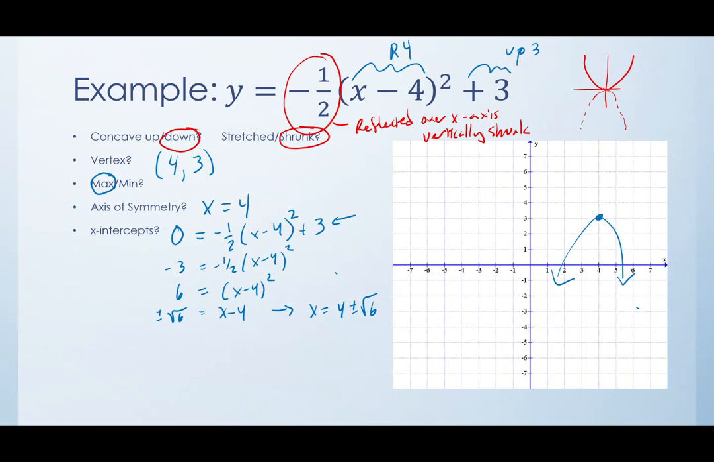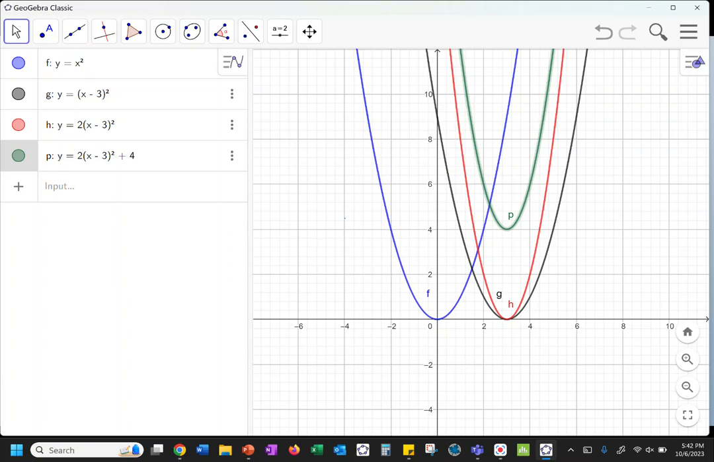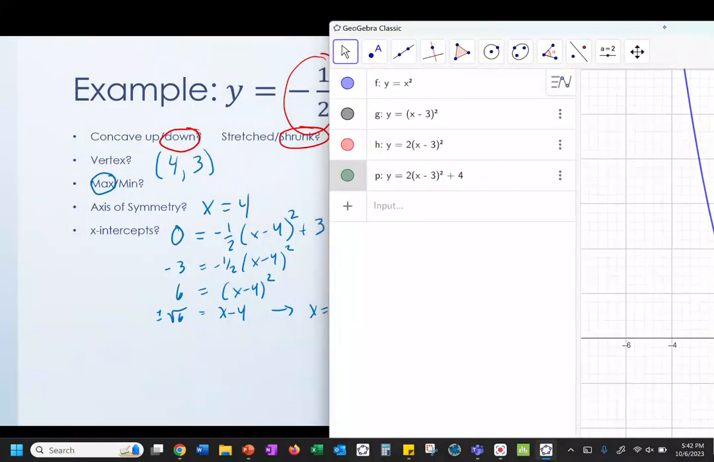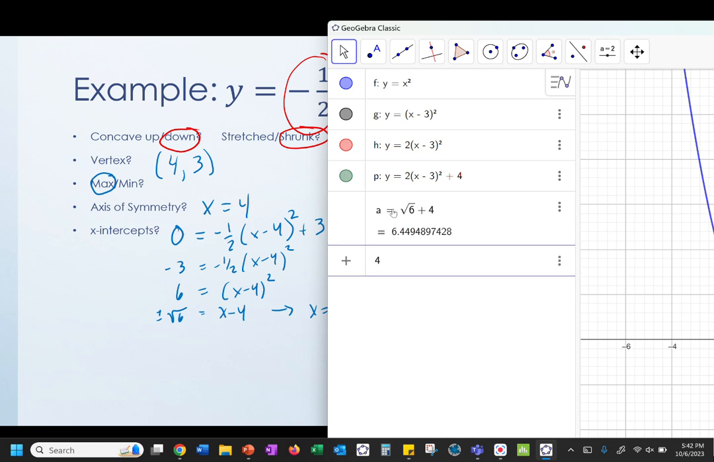Now this, let's see here. There we go. So here we want to make sure we've got square root of 6 plus 4. That's one of our options. And 4 minus square root of 6.